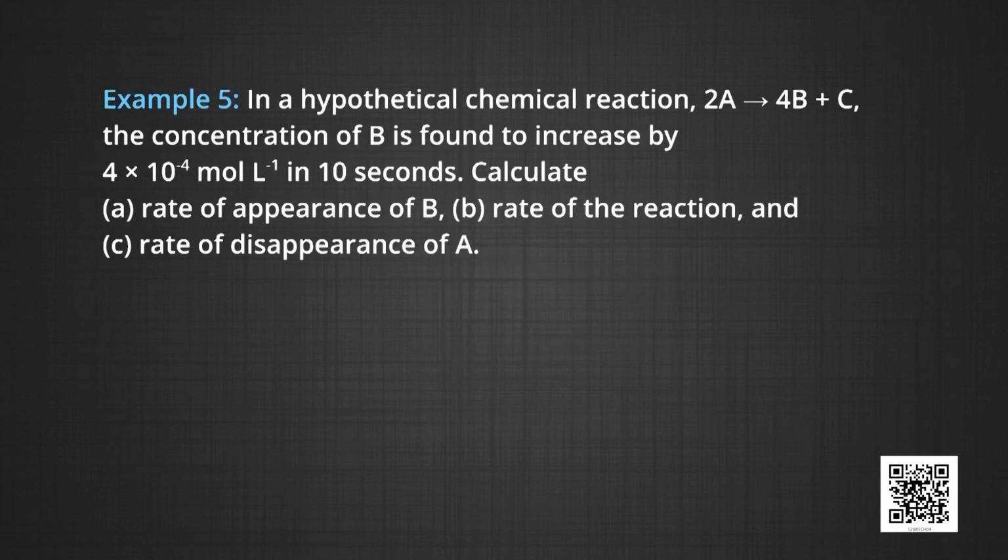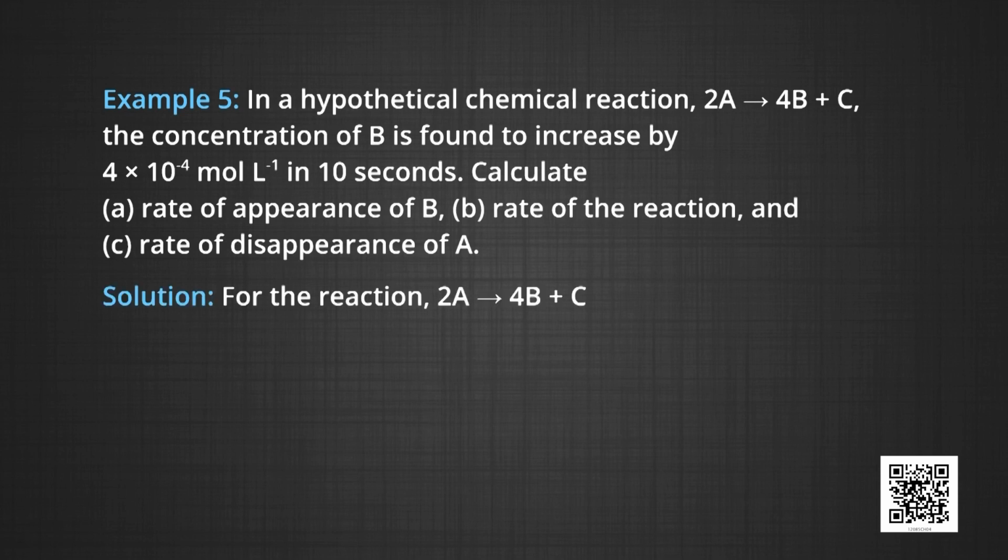Another example, in a hypothetical chemical reaction 2A giving 4 moles of B plus 1 mole of C, the concentration of B is found to increase by 4 into 10 raised to power minus 4 moles per liter in 10 seconds. Calculate A, the rate of appearance of B. Second part, the rate of reaction, and the third is the rate of disappearance of A.